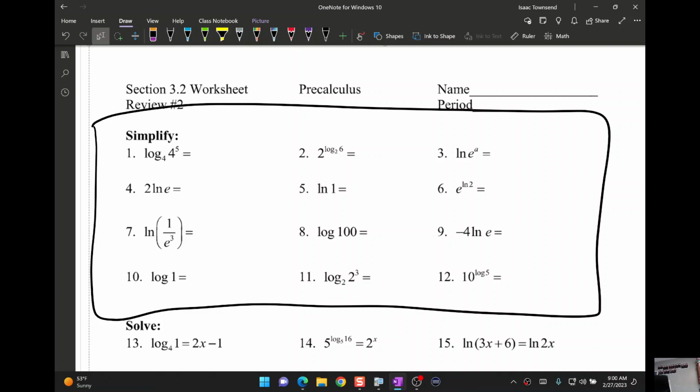So let me give everybody a few minutes to try 1 through 12. I will share the answers and we can go over all of them if we need to, but I will let you tell me which ones you're most concerned about.